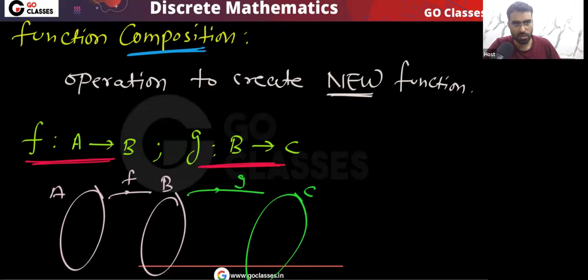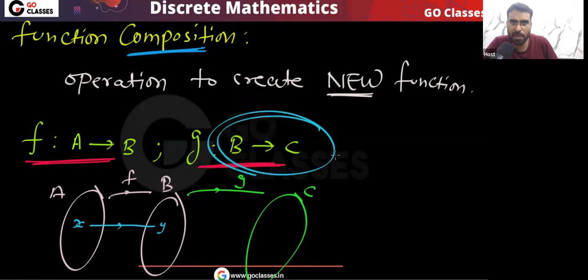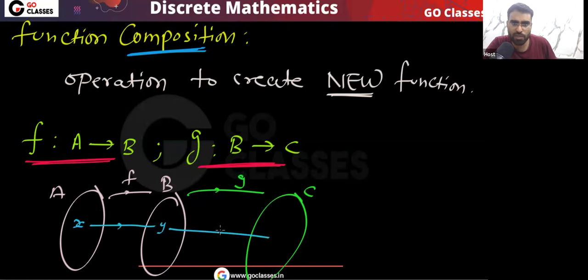Now what can you do? You can create a new function transitively. F is there, G is there. See what F will do: F will relate X to Y, so X is mapped to Y. And G will map elements of B to C, so Y is mapped to Z.